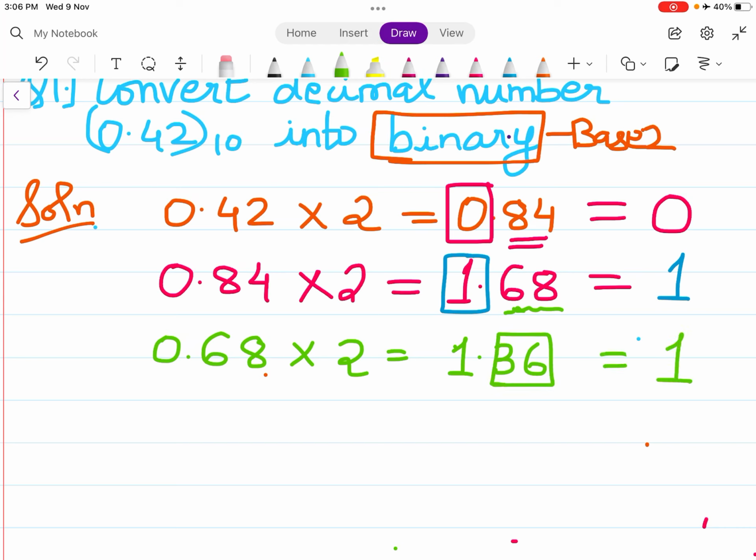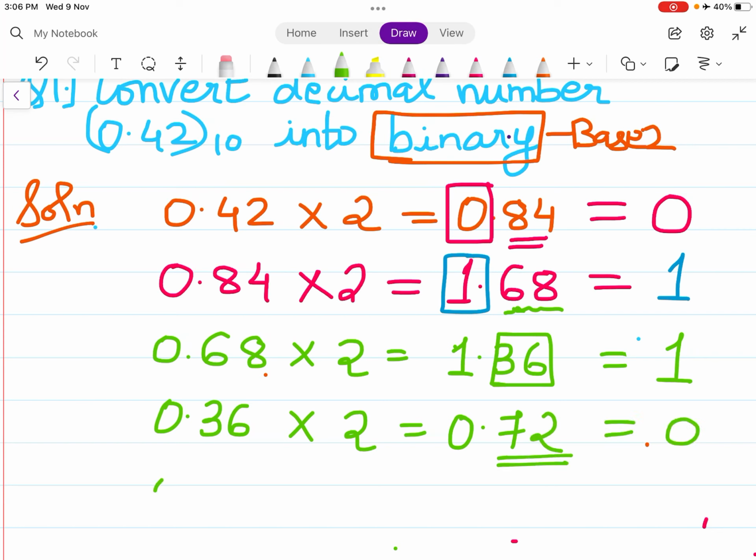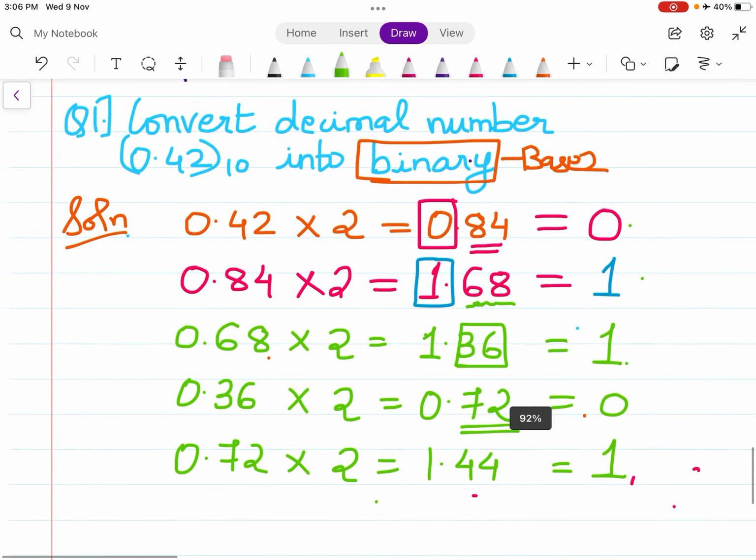Again, the carry is 1 and the decimal part is 0.36. So 0.36 into 2 is 0.72. The carry generated is 0 and the decimal part is 0.72. 0.72 into 2 is 1.44. My carry is 1. I will stop here because I need only up to 5 bits. This can go on and on, but we will only find up to 5.